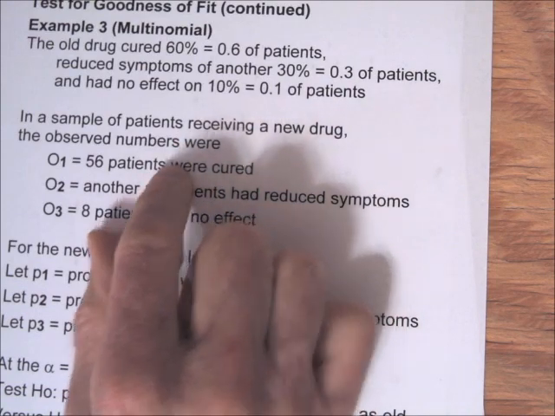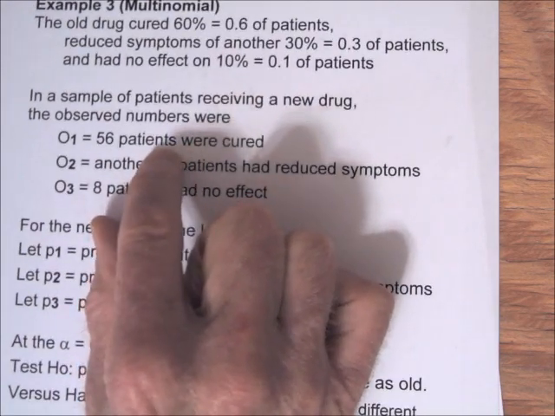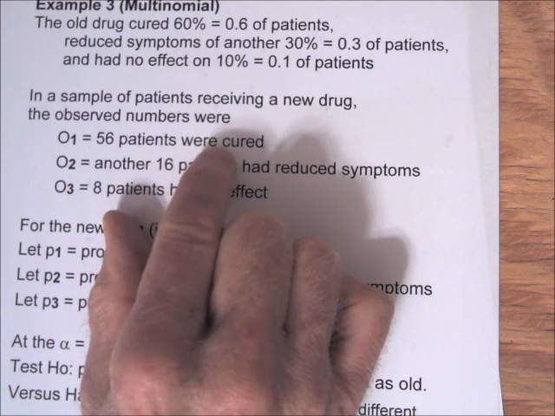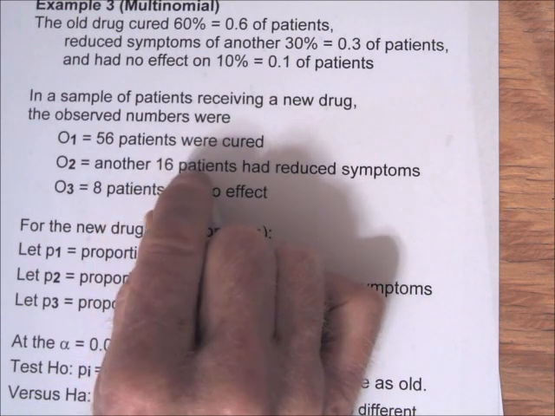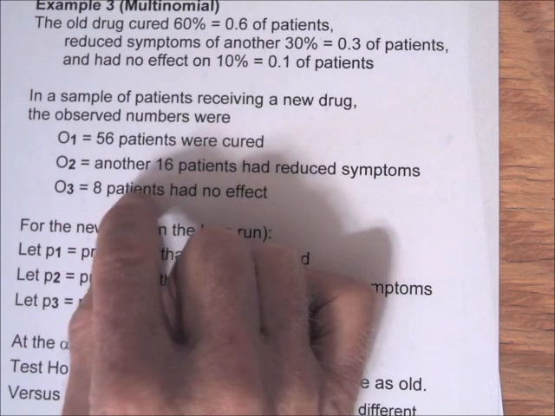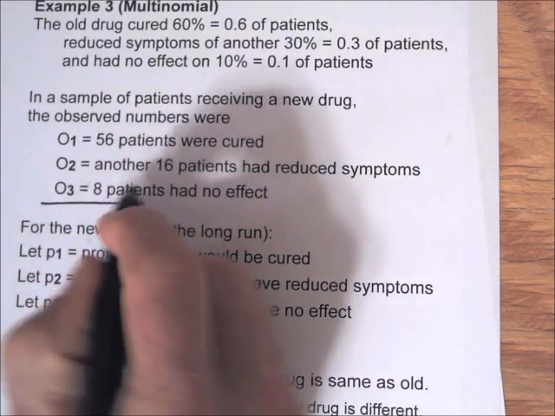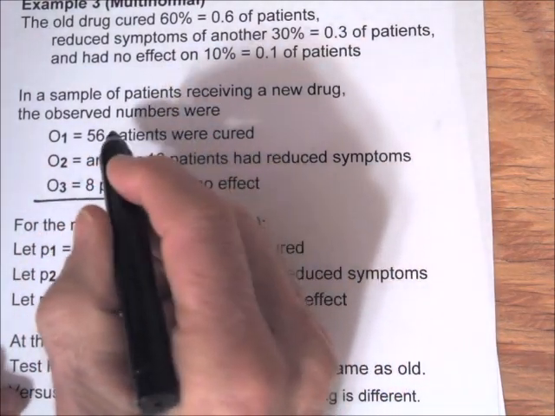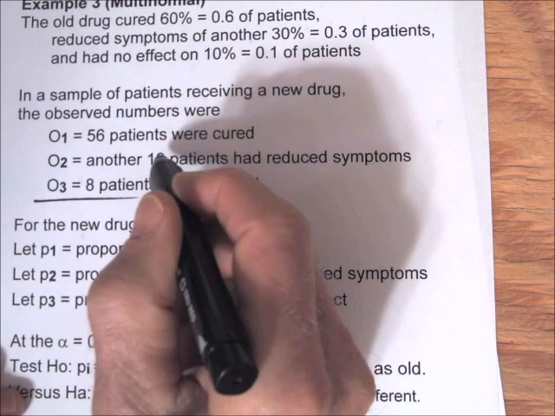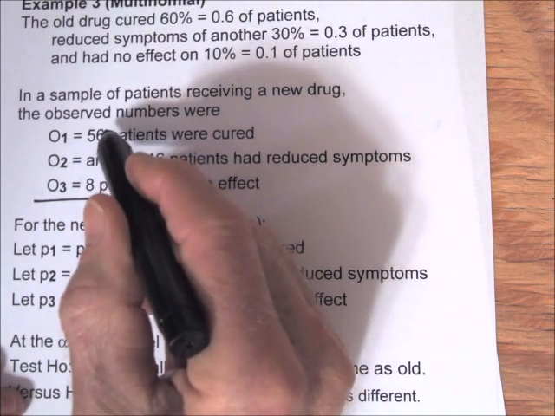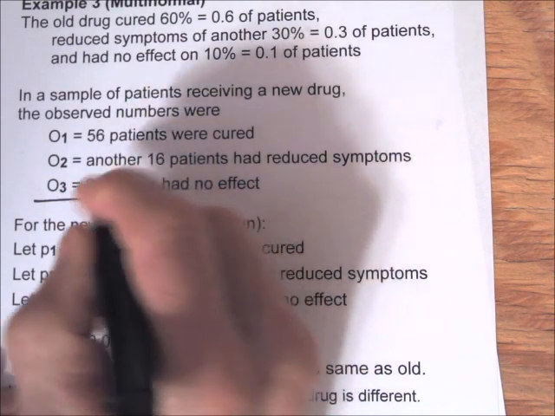We want to compare the new drug to the old drug. The new drug, we observed 56 patients were cured. Another 16 patients had reduced symptoms. 8 patients had no effect. So the total here is 80.